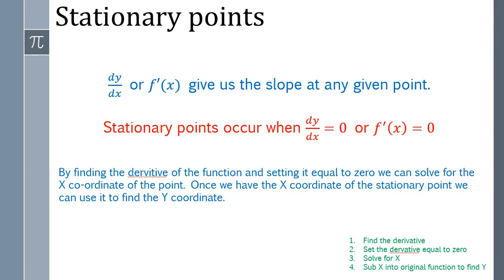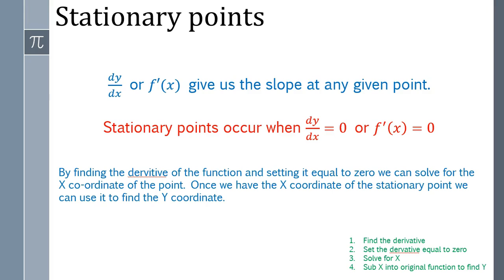So from all this, these are the notes that you really need. If dy over dx, or f dash x, the derivative, is 0, there is a stationary point there. That is, there is a maximum, a minimum, or a stationary point of inflection. Okay, down here, I've spelled derivative wrong. By finding the derivative function and setting it equal to 0, we can find those stationary points.